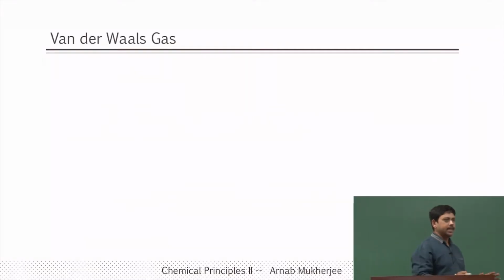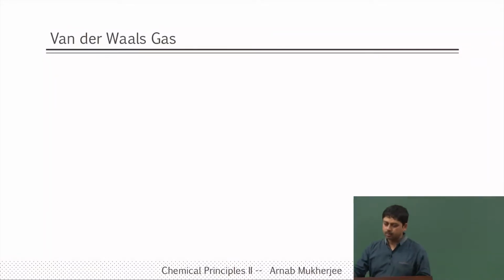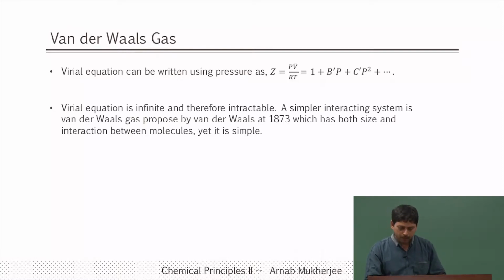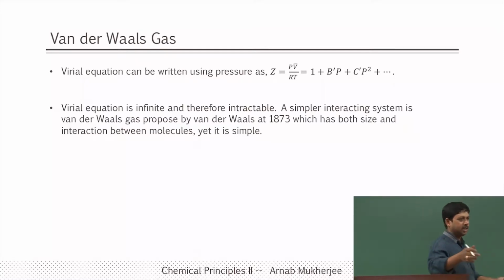So, as I said, real gas is more complicated because it is like an infinite series, right. We need several coefficients in order to express the variations of the compressibility with pressure or volume. A simpler interacting system was proposed by van der Waals in 1873, actually before the real gas virial expression came.